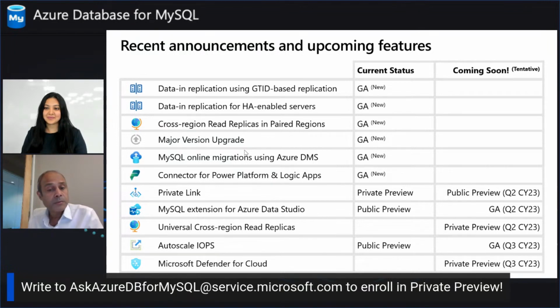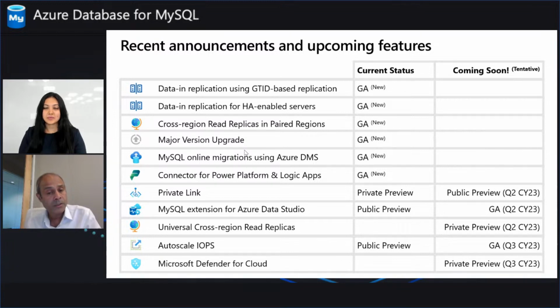The next feature is the universal cross-region read replica. We briefly talked about the read replica in the paired region. Universal cross-region read replica is the read replica which you can deploy in a non-Azure paired region. As we discussed, you can use read replica primarily for two use cases: one is to offload your read-only workload, and second is for disaster recovery. We plan to have the private preview later this month, and then public preview and GA will come in Q3.